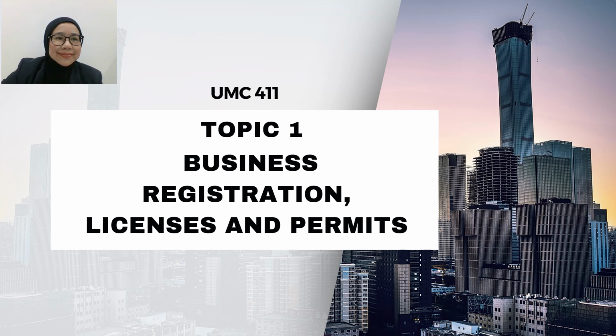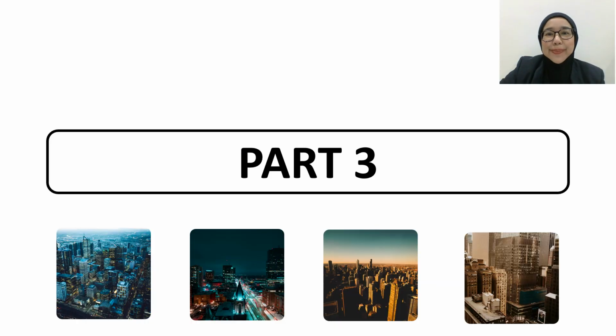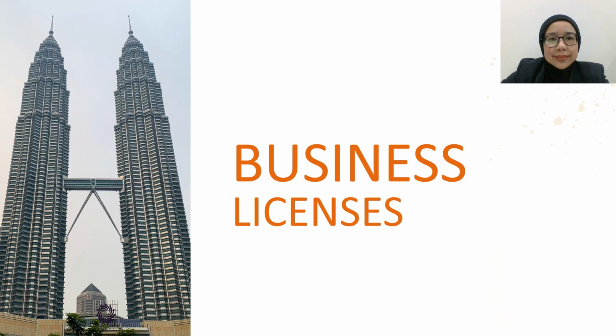Let's start. Okay, now I will proceed to part 3, business license and permit. A business license is legal authorization issued by a government agency or local authority that allows an individual or entity to operate a business within a specified area or jurisdiction. It serves as proof that the business has met certain requirements and is permitted to conduct commercial activity legally.